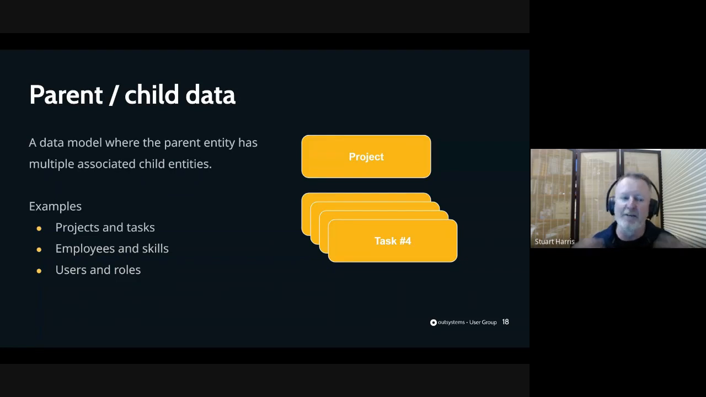Right, so parent-child data. It's basically a data model where you have a parent entity that has multiple associated child entities. And often you want to list the parent entities while showing information about the child entities as well. Examples are projects and tasks, which is what I'm going to use today. Employees and skills, so you might want to list all the employees with all of their skills, or no skills if it's me. And then users and roles. A user might have multiple roles.